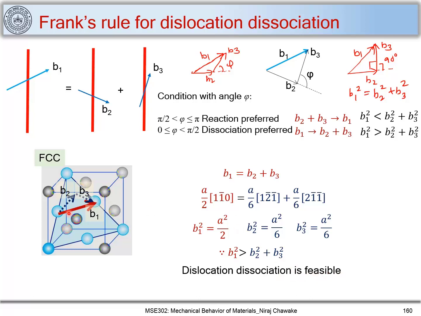So in FCC crystals, the perfect dislocation B1, which is a/2 [1 -1 0], can dissociate into two partials B2 and B3, having indices a/6 [1 -2 -1] and a/6 [2 -1 -1]. We can find this out using the energy criteria, where energy is proportional to b square, that is Burgers vector square.